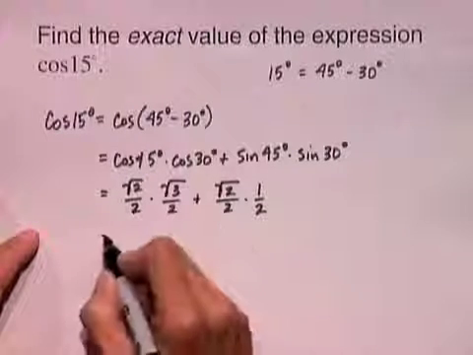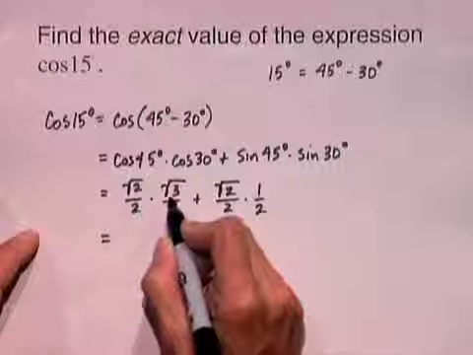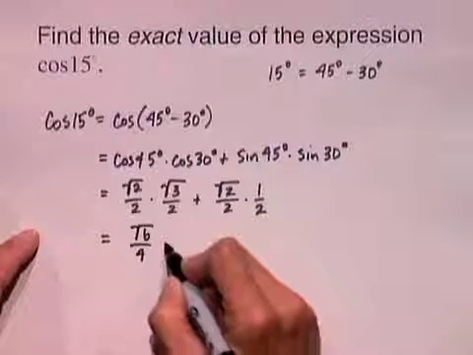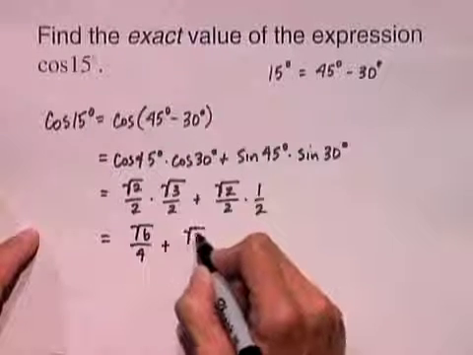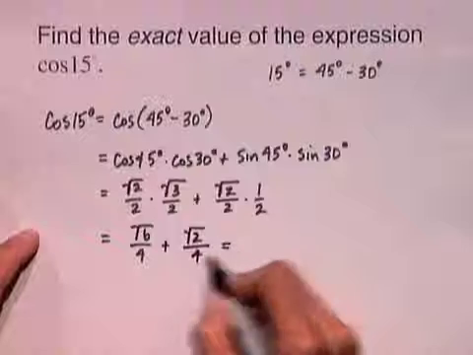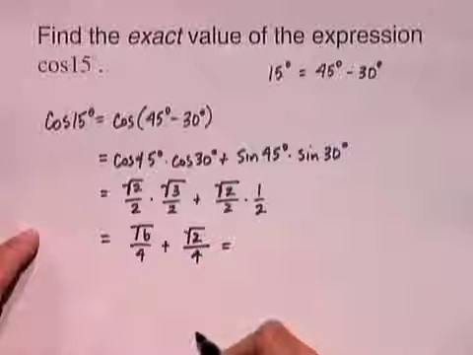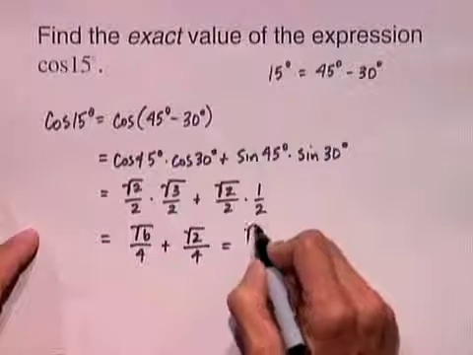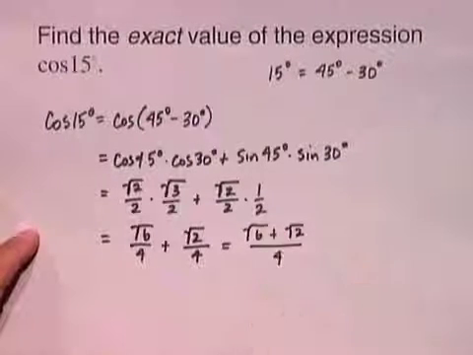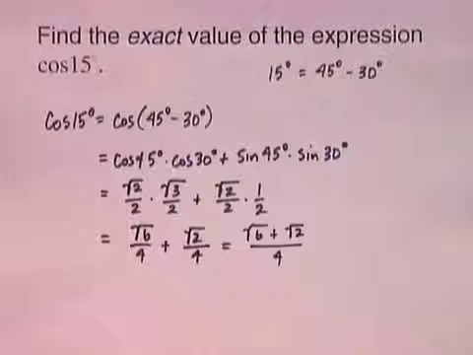Now simplifying each product, square root 2 times square root 3 is square root 6 over 2 times 2, which is 4. And I add that to the square root of 2 times 1, which is square root 2 over 4. Adding the numerators, because the fractions already have the same denominator, this is square root 6 plus square root 2 over 4. Well, let's try another.